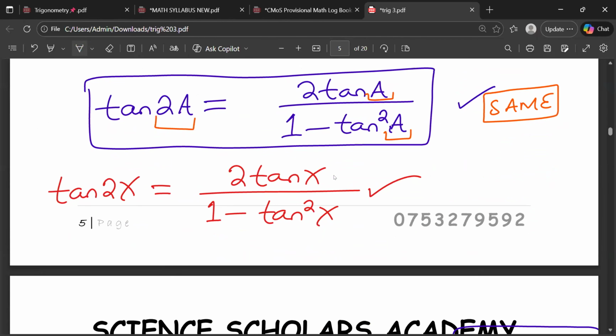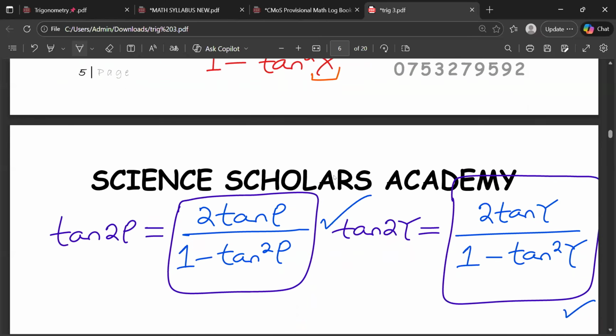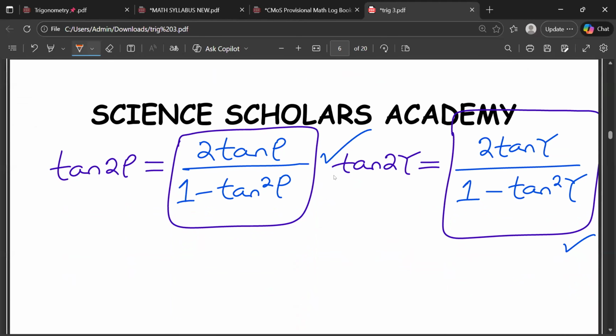Here it was 2x, and then this side it is x, even here it is x. Even when you come to what we have just done, this one is 2p, but here we are having p alone. This one is 2y, but here we are having y. So that means the same thing is happening, even this side, the same thing is happening.